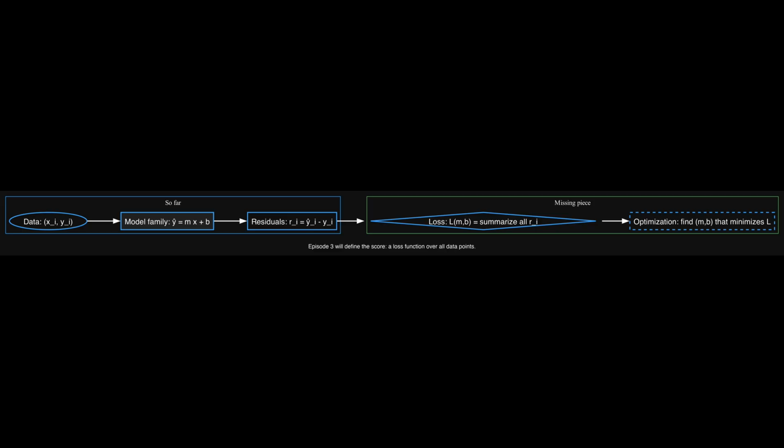We need a principled way to score every line, so best is not an argument, it's a calculation. And once we have a score, we need a way to find the best tilt and shift without guessing. Next episode, loss functions, the exact math object that turns fit the data into a single surface we can navigate.